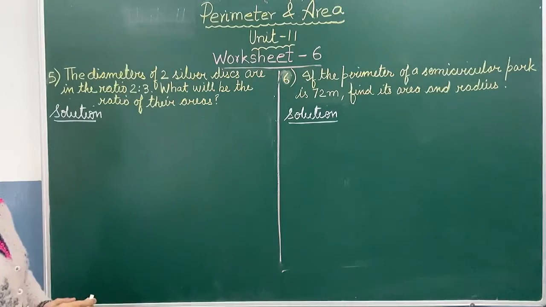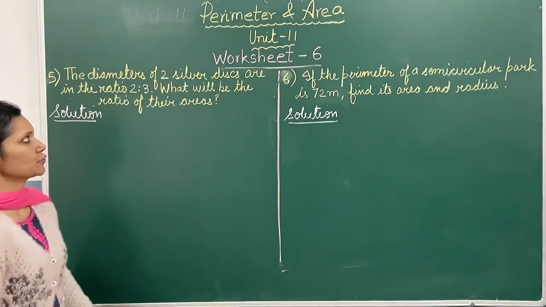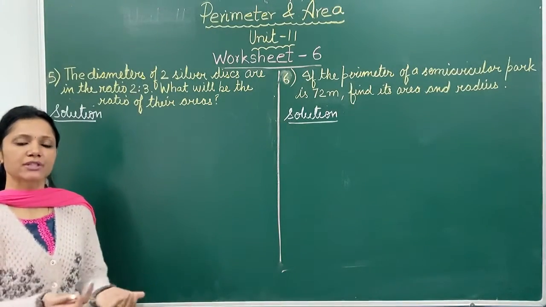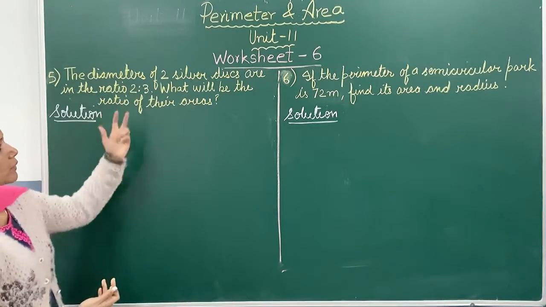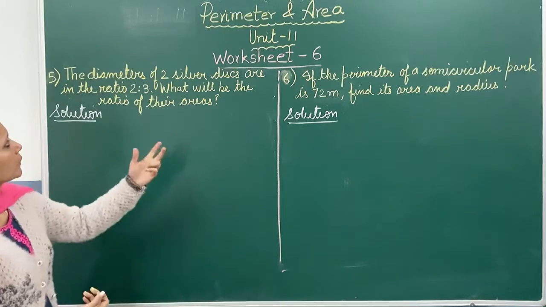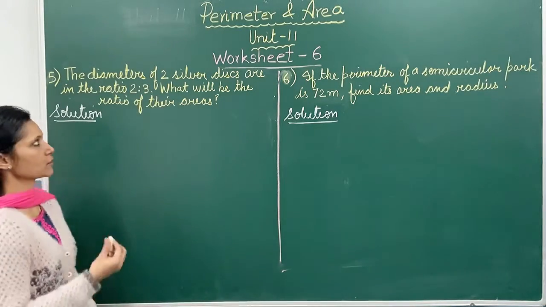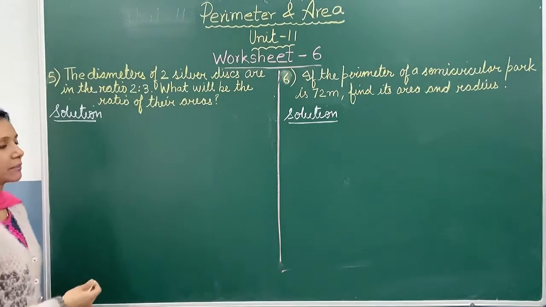The diameters of two silver discs are in the ratio 2:3. As you know, a disc is in the shape of a circle. So the ratio of the diameters of two discs is given to us as 2:3. What will be the ratio of their areas? So what is given to us? The ratio of diameters.